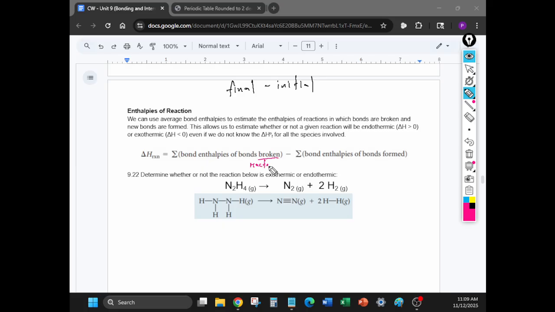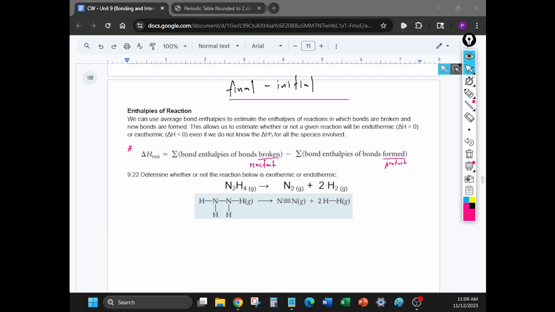It's the bonds on the reactant side minus the bonds that are made, the product side. So make sure you write this down. Put a star next to it or something, because this is the only time where we have a delta equation that is not final minus initial. This is the only time it will be initial minus final. A lot of students mess up on this part and lose points because we always do final minus initial, but this is the one time we don't. It's because it's bonds broken and then formed.